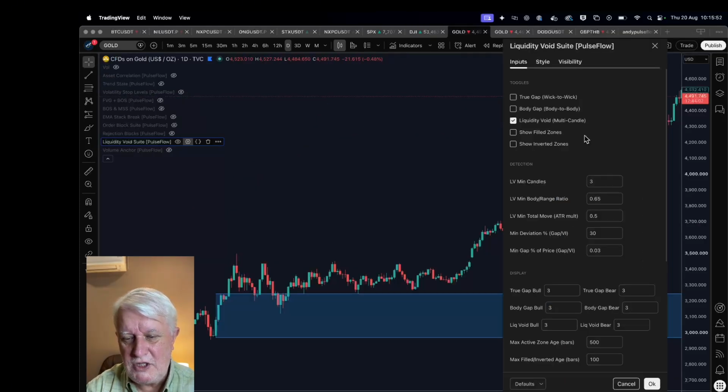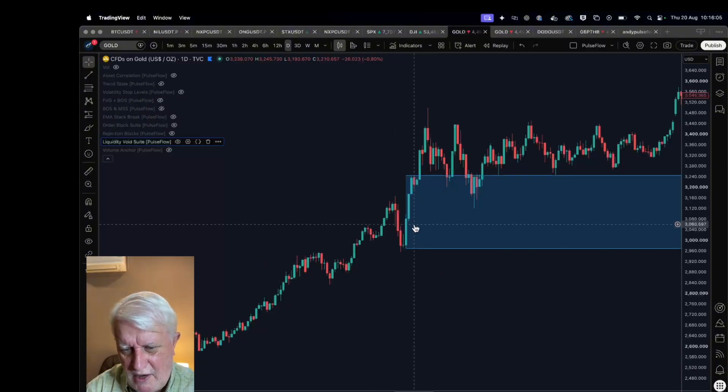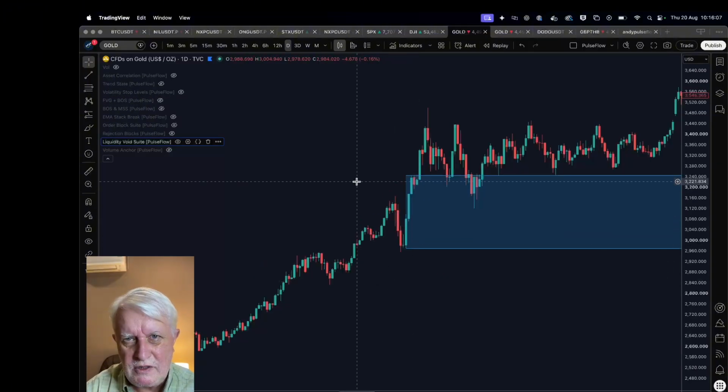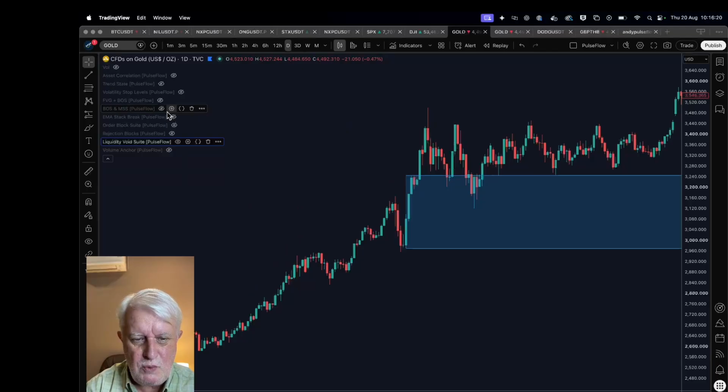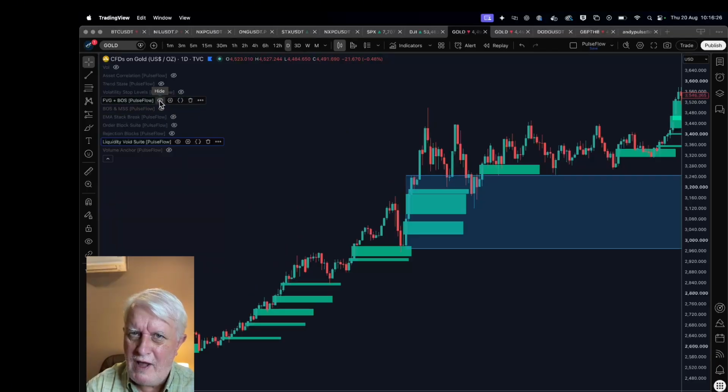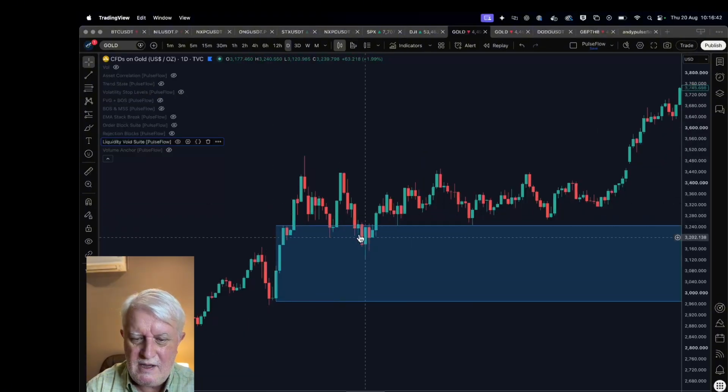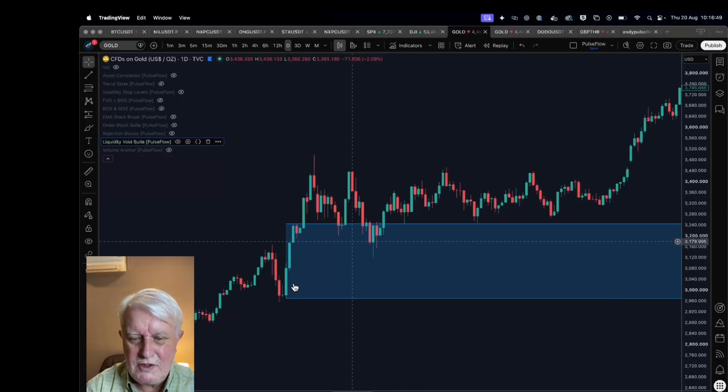The final type is liquidity void, or multi-candle. Several strong candles push in the same direction with very little hesitation. You may be thinking to yourself, this inefficiency looks very much like a fair value gap. And you're right, a fair value gap would sit within there. But look how it came back down here, tested it and rejected it, and rejected it, and rejected it. So that strong bullish move showed momentum, and there's no gap between them. What matters is sustained displacement.